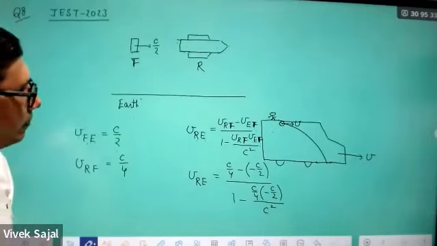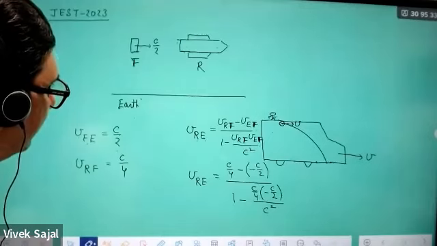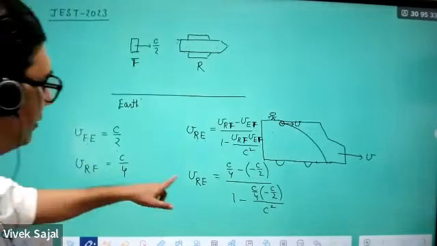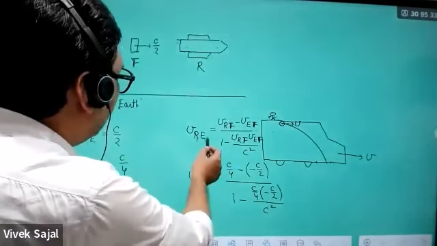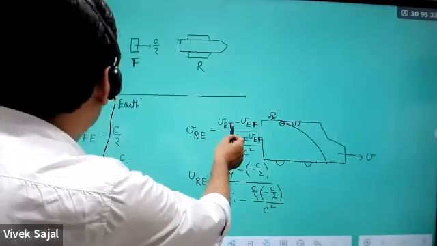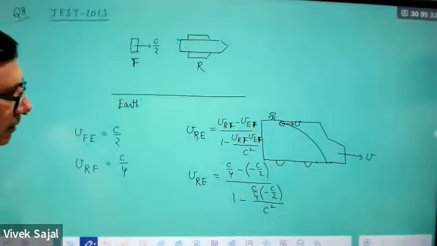3C by 4 by 9 by 8. I have done it correctly, na? This is 3. Ek minute beta, what I have done, R and E, R and F, this is E and F. So I think it should be correct.